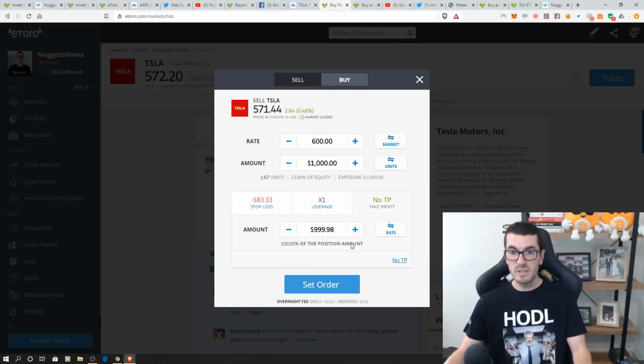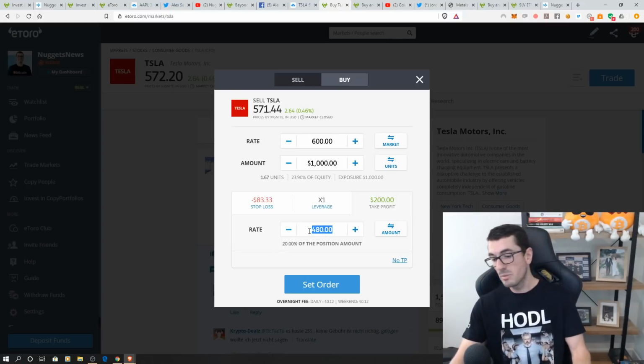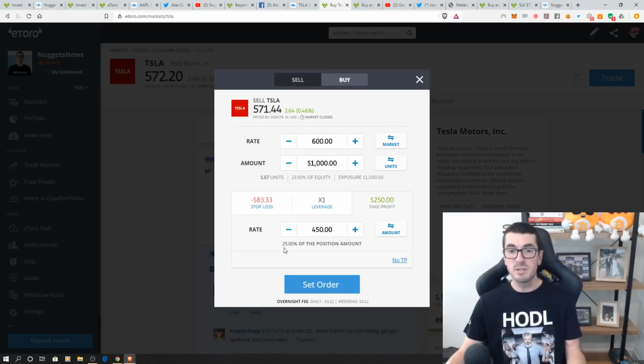Now our take profit level is the same thing again. If Tesla goes to zero, we'd make $1,000 because we've shorted it all the way to zero. We might only be looking to make say $200 profit, and that's going to tell us that that's a 20% profit, and the price would be $480 at that stage. So again, we can do it the other way around. We can tell it the actual price that we want to take profits at. We might choose 450, and that's going to tell us, well, that's a 25% profit.